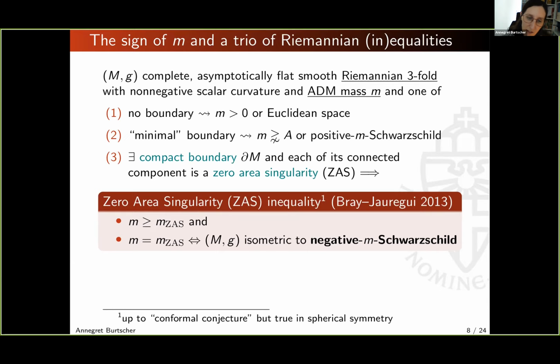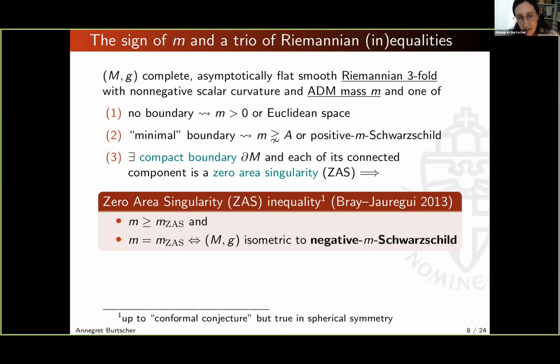I call this a zero area singularity inequality, which is due to Bray and Bray and Chruściel, which says that the mass is always greater or equal to the SAS mass, with equality if and only if the spacetime is isometric to the negative mass Schwarzschild solution. So essentially, the mass describes that either we are flat, or we have a black hole, or we have this naked singularity. This is the geometric meaning of how we can view this mass and this singularity.